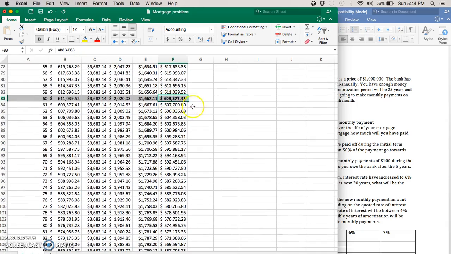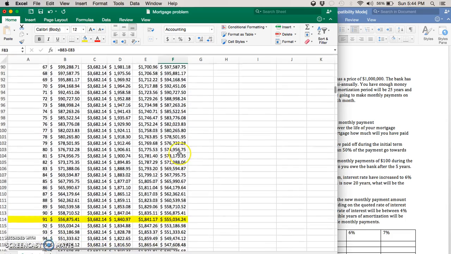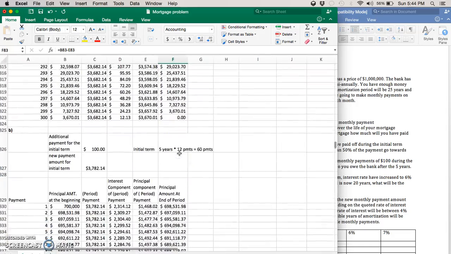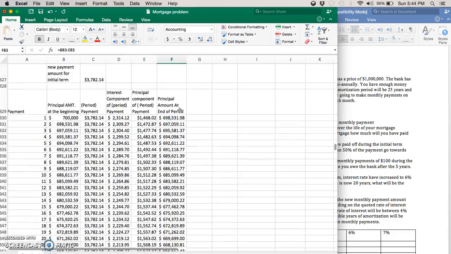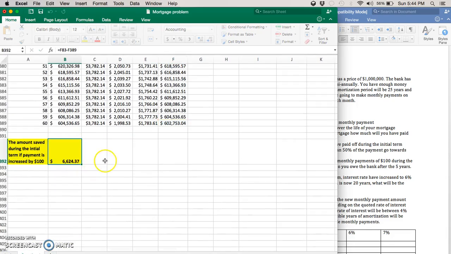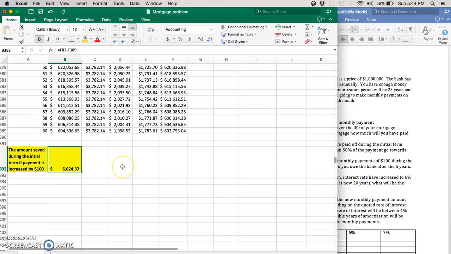So you can see that it's slightly higher because when you do increase the monthly payment, you are paying the principal off faster. So we can see here that if you subtract the two numbers, as I did right here, you're going to get an answer of 6,624. So in the initial term of the mortgage, you owe this amount less to the bank.